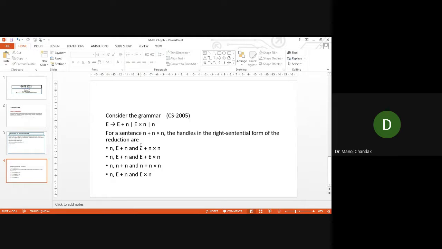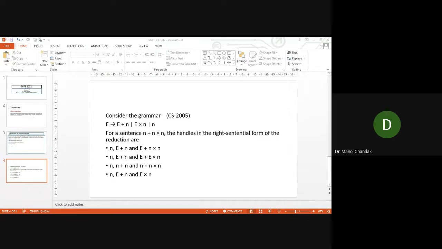So what are the handles? A handle is basically that entity which will be used for the replacement, and it will always be treated as rightmost derivation. RMD is rightmost derivation. So what you need to do is to find out what the handles are. Handles will basically be the production rules which are present in the right hand side of the grammar.